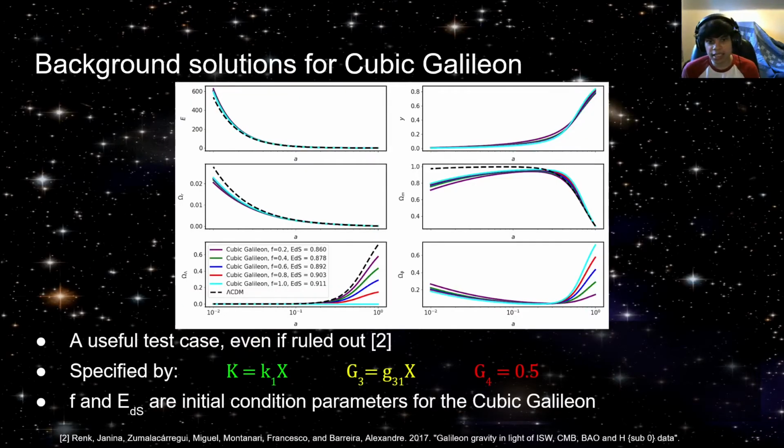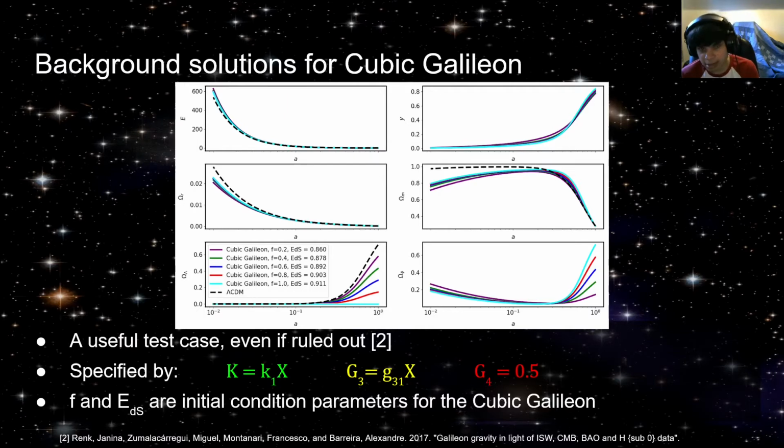So we can take a look at the cubic Galilean. So this is a useful test case, even if it has been ruled out as a cosmological model. And perhaps the cubic Galilean is familiar to some because it's been studied quite extensively by the community. So the cubic Galilean is specified by the following choices for K, G3, and G4 as shown on screen.